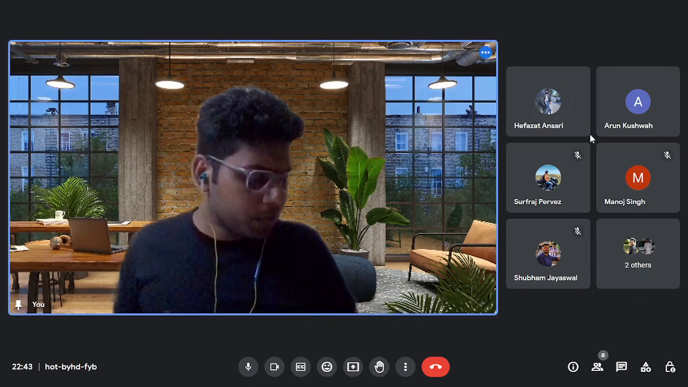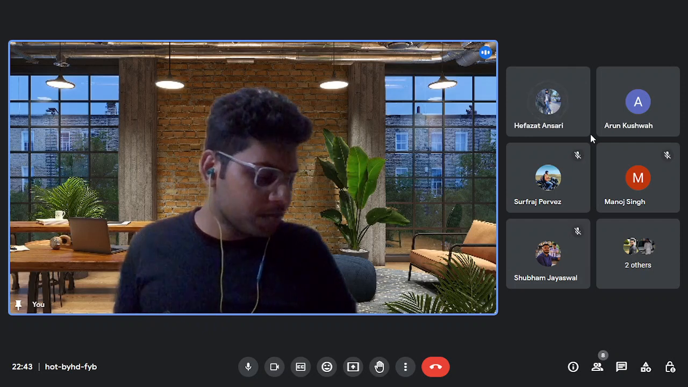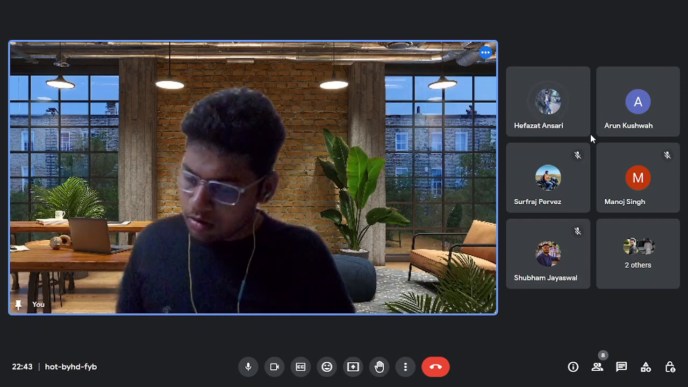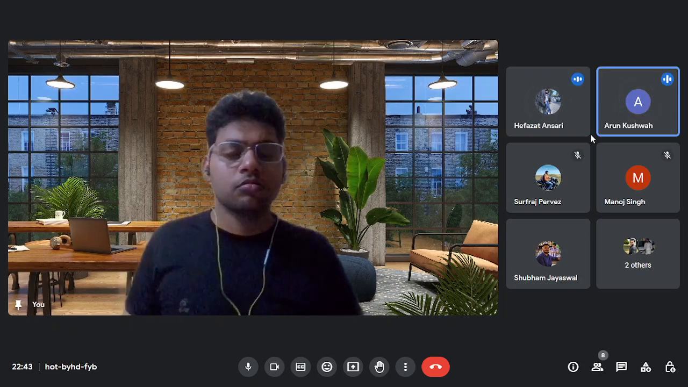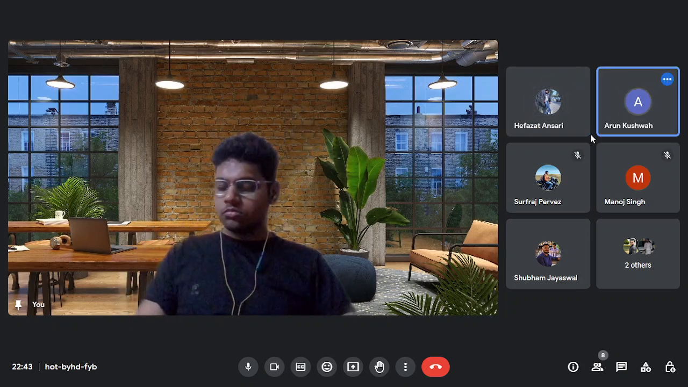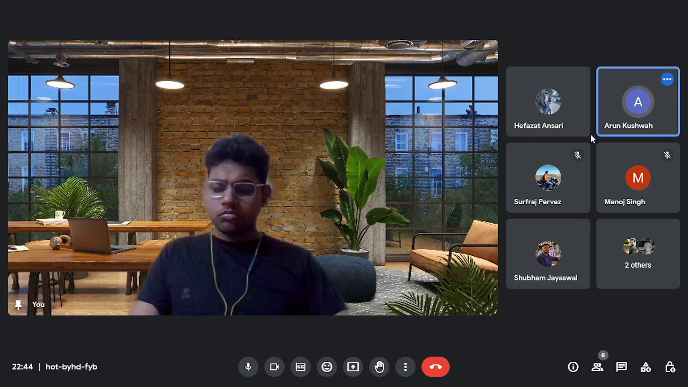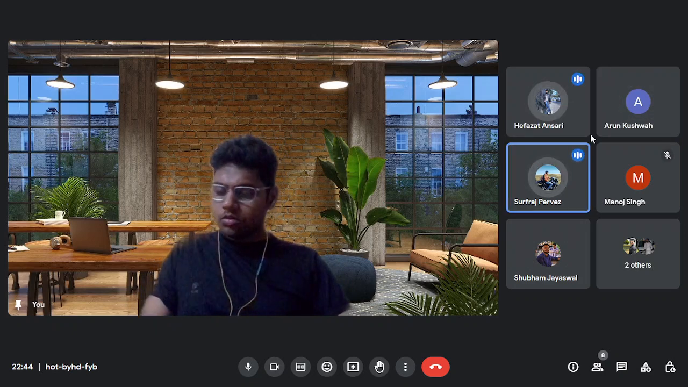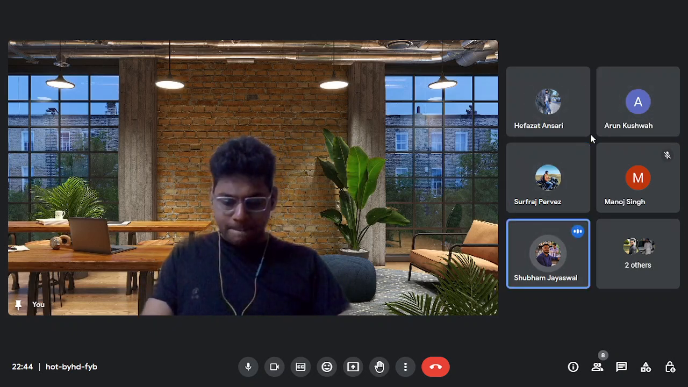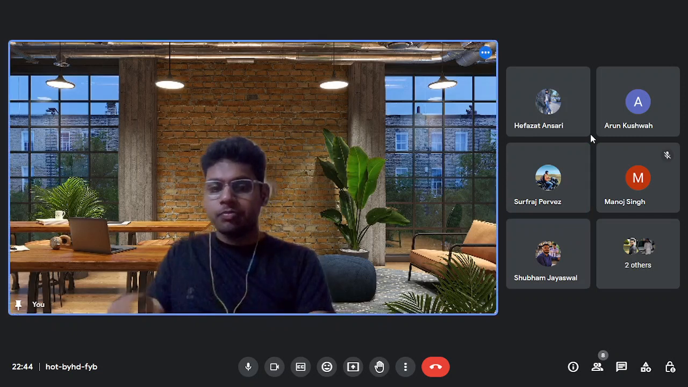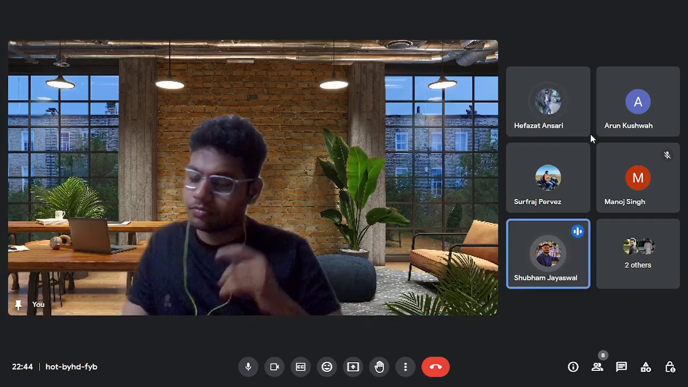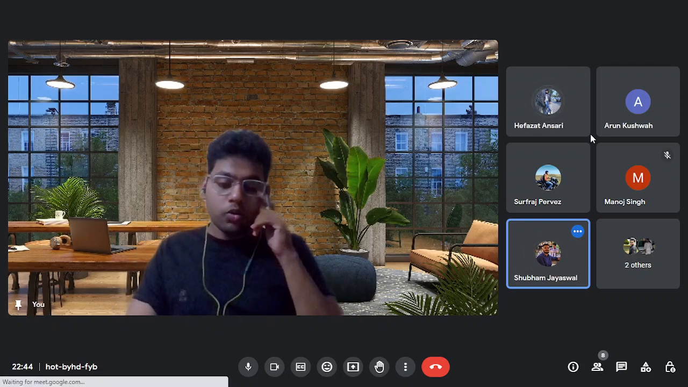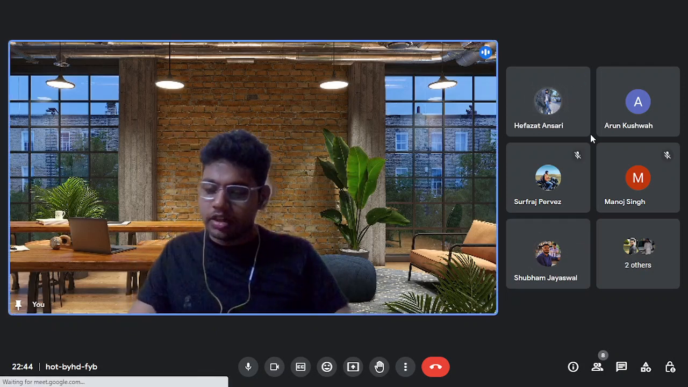Which type of pump is a ballast pump, the ballast tank pump? Anyone, guys? It is an axial flow pump, I think. No, it's a centrifugal pump. Centrifugal pump, no. Centrifugal pump, because it transfers water. Anyone know about the ballast tank concept and the ballast?